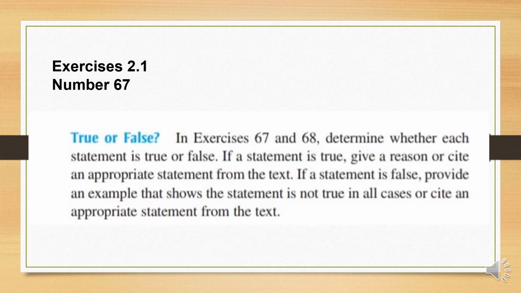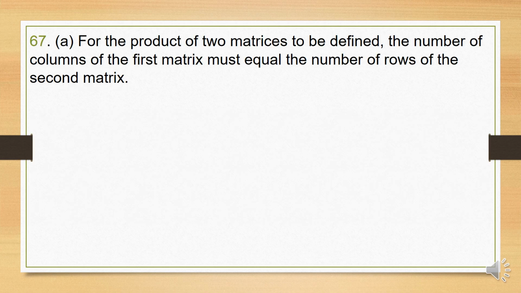Exercises 2.1, number 67. And this is the instruction, true or false. In exercises 67 and 68, determine whether each statement is true or false. If a statement is true, give a reason or cite an appropriate statement from the text. If a statement is false, provide an example that shows the statement is not true in all cases or cite an appropriate statement from the text. These are the given in number 67.